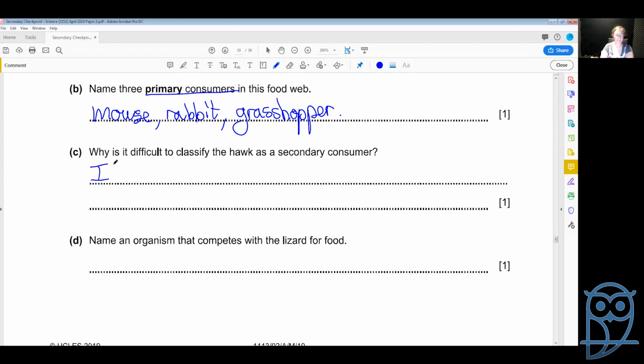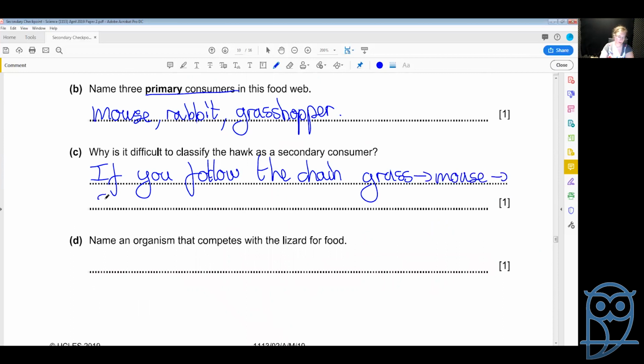So if you follow the chain, grass, mouse, snake, hawk, then the hawk is a tertiary consumer.